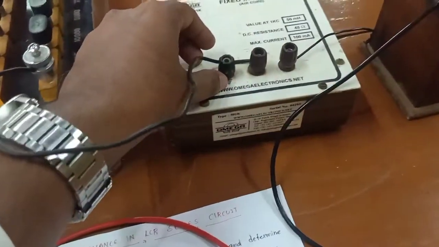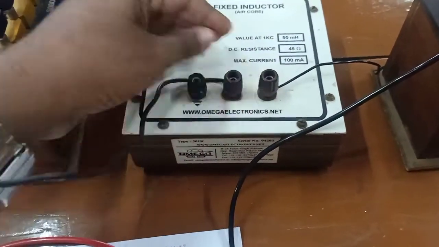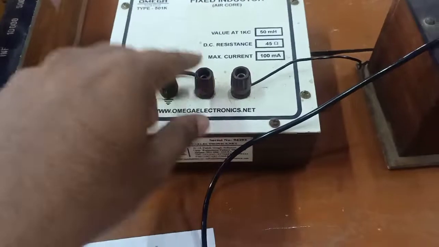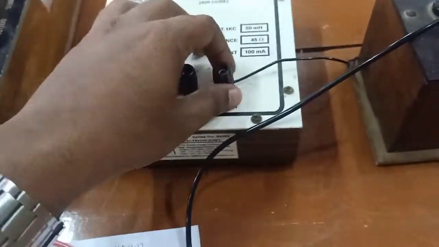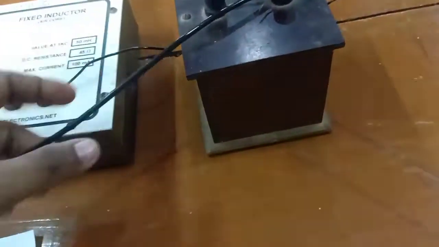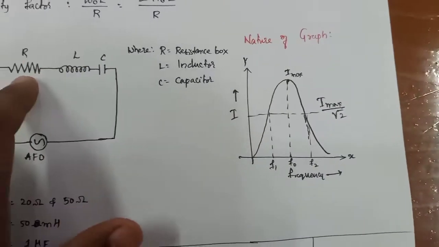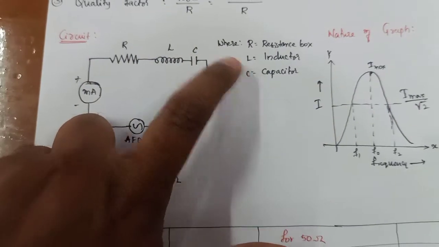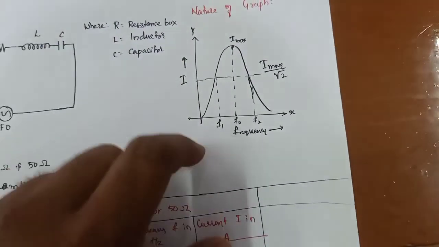This is the ground and we should not connect it here, and here we are not getting any positive or negative. So this one terminal is connected to the inductor's other end, and another terminal from the inductor's other end to the capacitor, and the capacitor's other end to the AFO again, like this. And this is the nature of the graph, where R is the resistance box, L is the inductor, C is the capacitor.